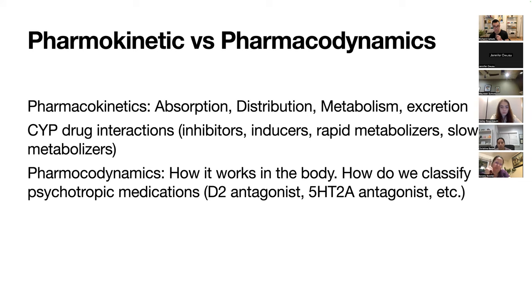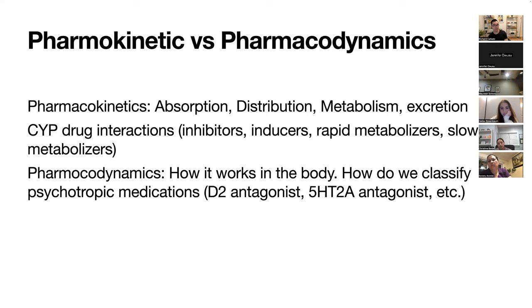1A2 is important because that's clozapine, olanzapine, Haldol, a lot of the pines are that. So anything that affects 1A2 can affect those medications, right? 2C19 is important because that's sertraline, escitalopram, all right? 2B6 is also important because that's Wellbutrin and methadone. And 2C9 is Depakote, all right? I'm just calling out a few.